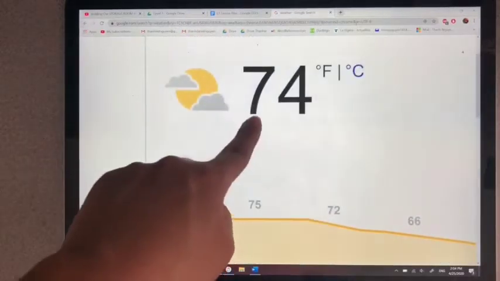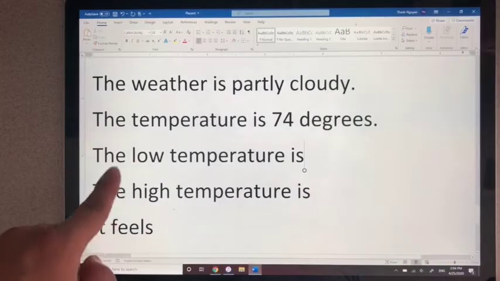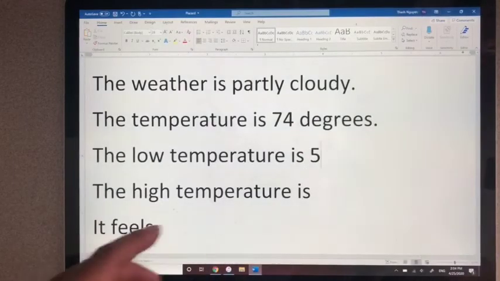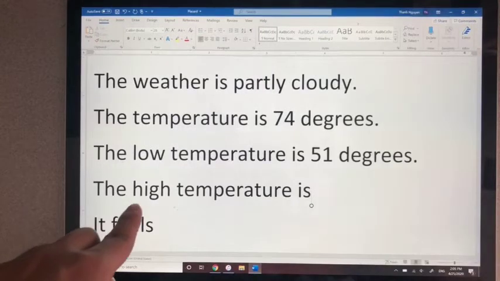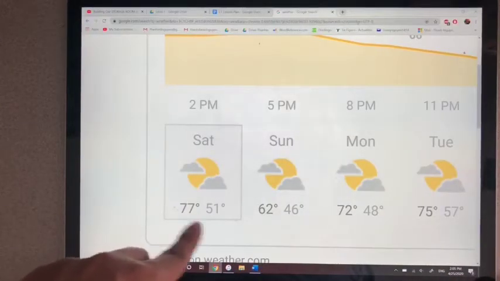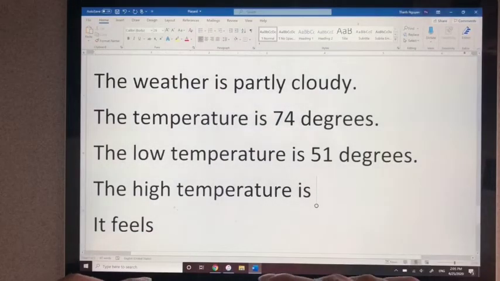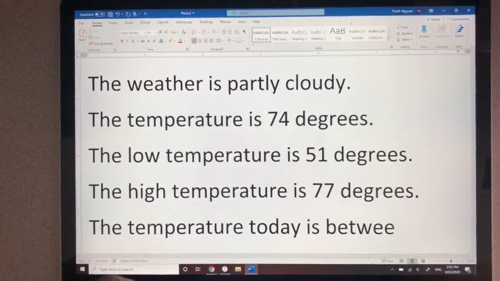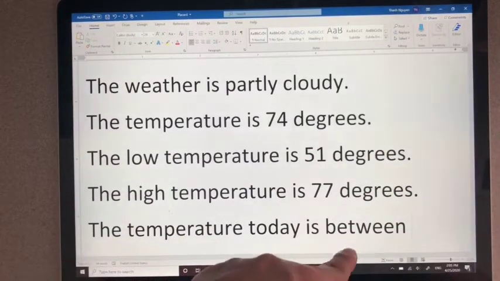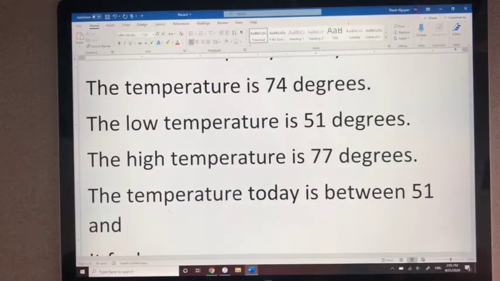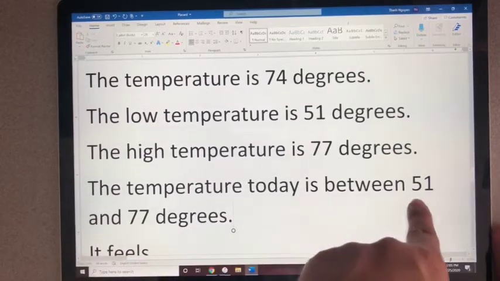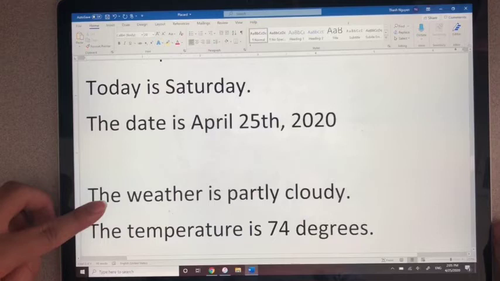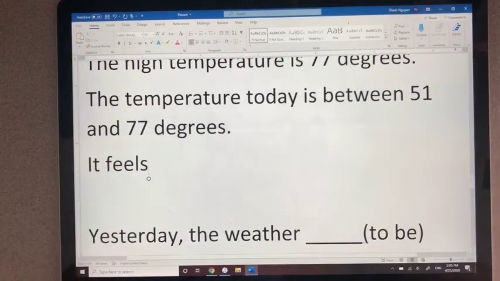Right now, the temperature is 74 degrees. So let's find the low temperature. The low temperature is 51 degrees. The high temperature is 77 degrees. That means the temperature today is between this temperature and this temperature. So the temperature today is between 51 and 77 degrees. We know this is true because right now the temperature is 74 degrees. And it feels warm.